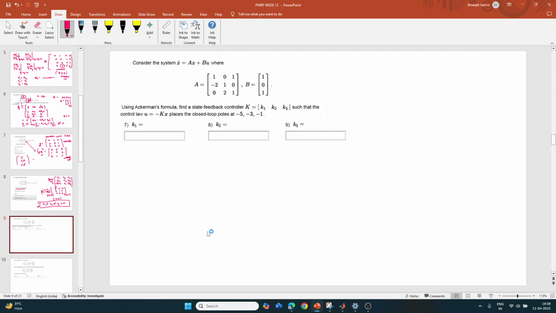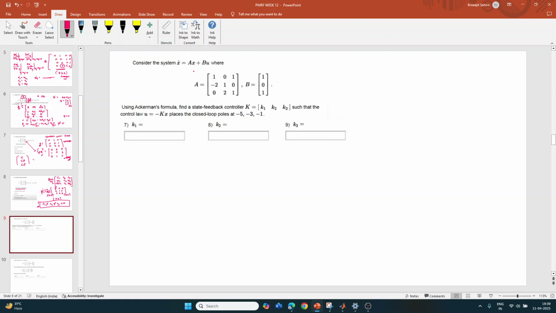Okay, let me solve it. We can solve it by using MATLAB also, but MATLAB is not allowed in the examinations. So see how to do. Whenever this type of system is coming onto your screen, what you need to do is use Ackermann's formula to find it out.